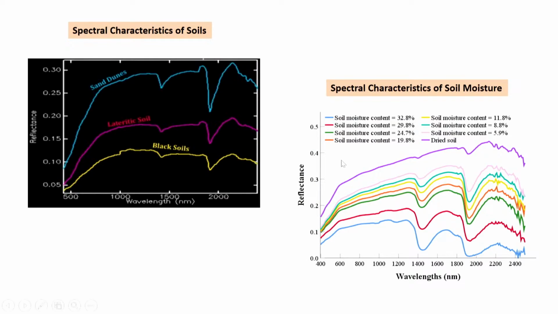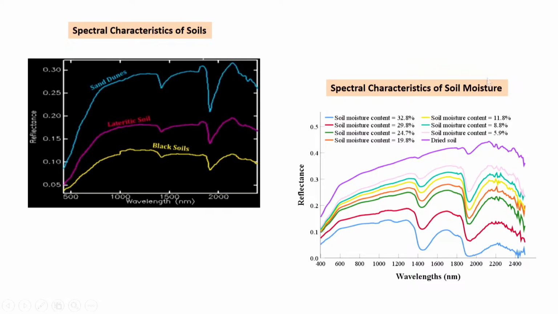If you see this graph, sand dunes are giving the high reflectance, laterite soils giving in between, and black soils giving the low reflectance. So I can tell you that different kinds of soils have a unique spectral signature, and that can help to map those soils directly from the remote sensing data.